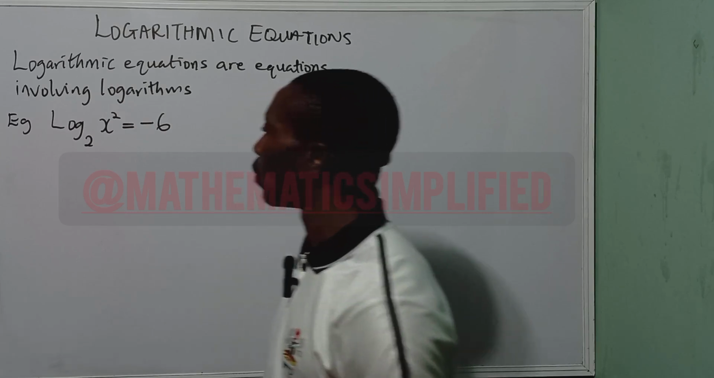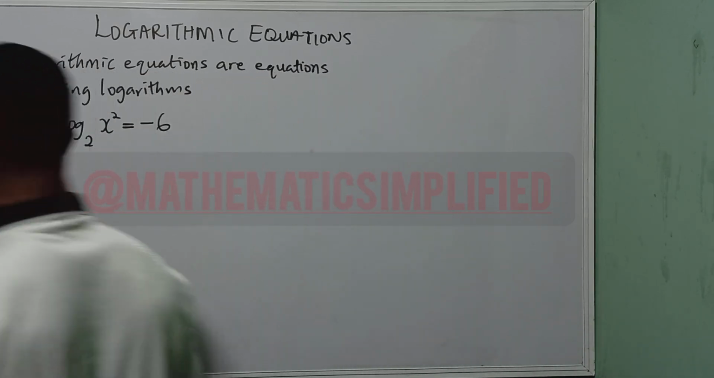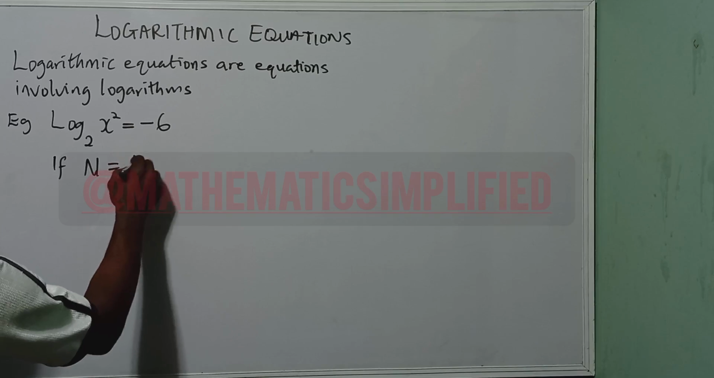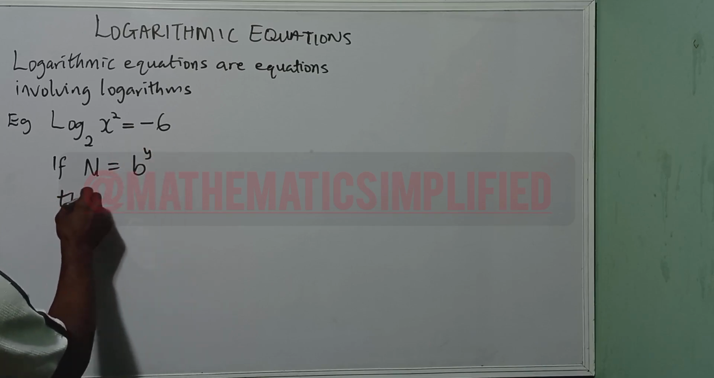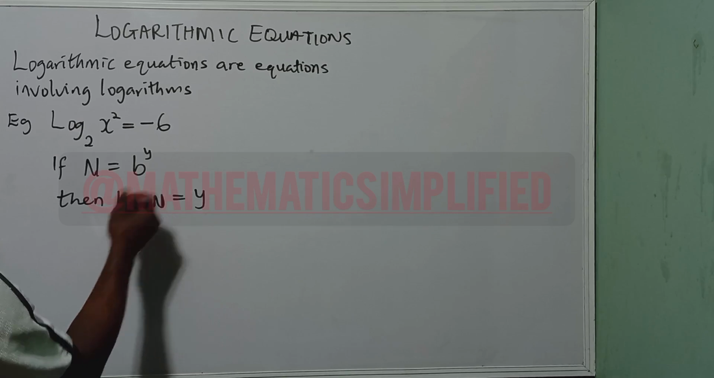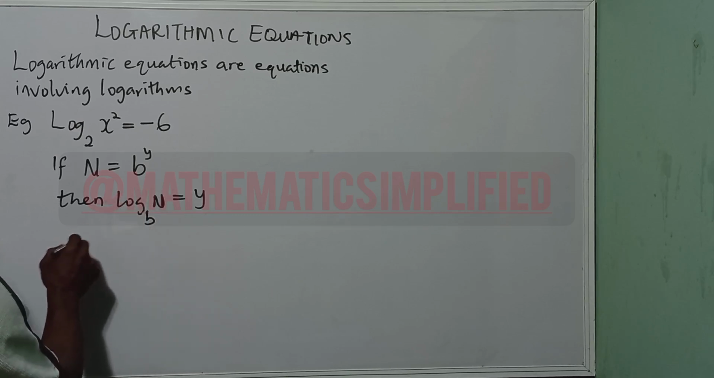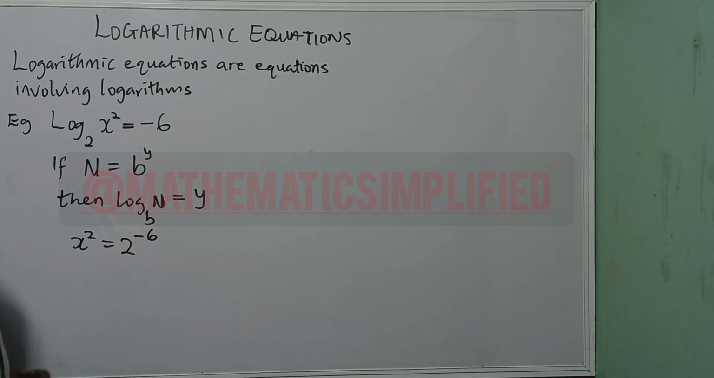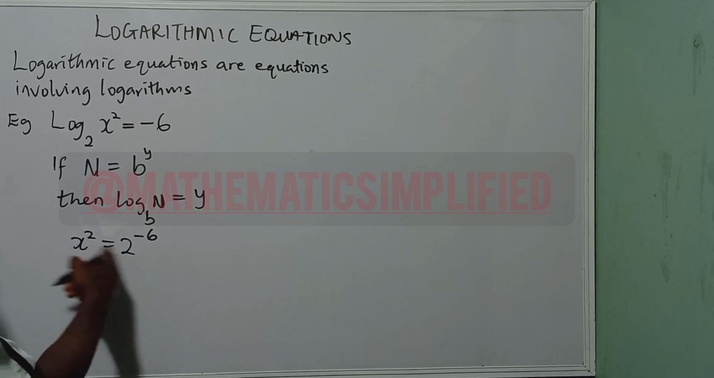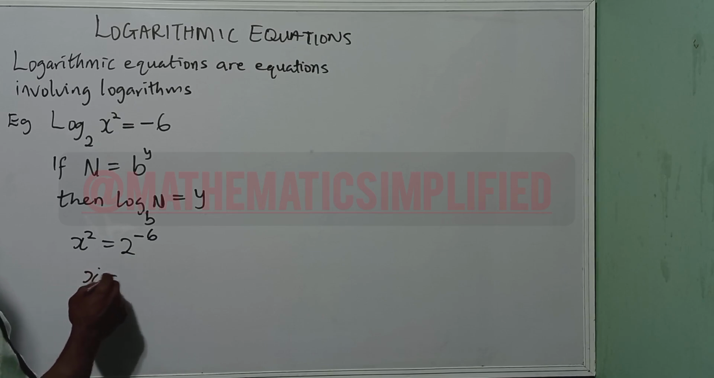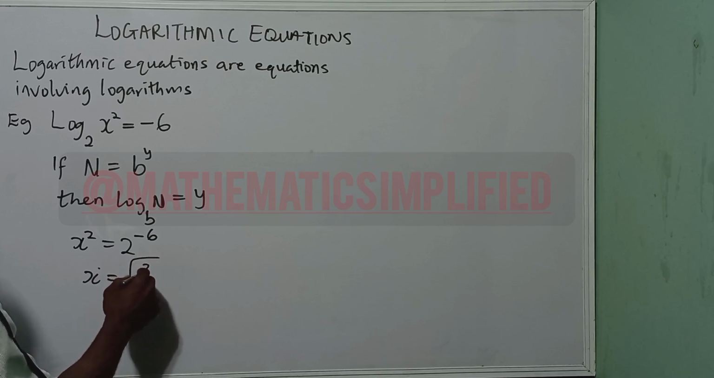In order to solve this, we'll first of all remember our rule that says if log base b of n equals y, then n equals b to the power y. Applying this, this will become x² equals 2 raised to power minus 6. Now here we have squared, so we can take the square root. Taking the square root, x equals the square root of 2 raised to power minus 6.